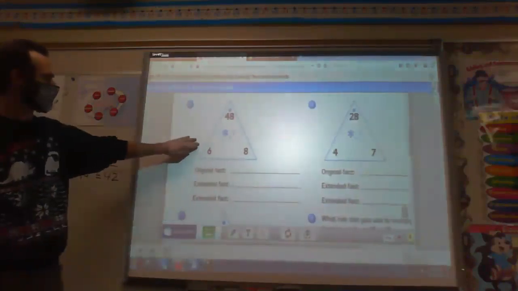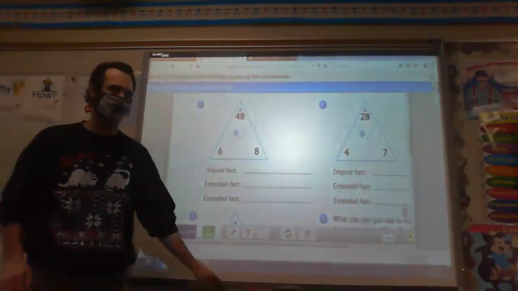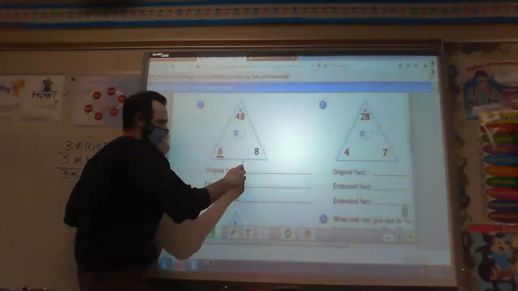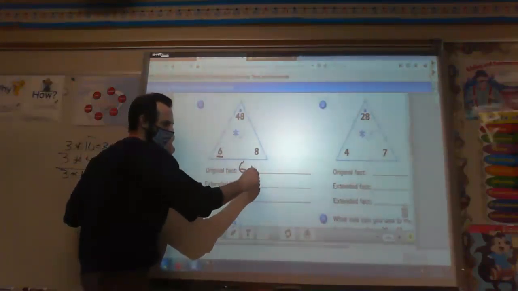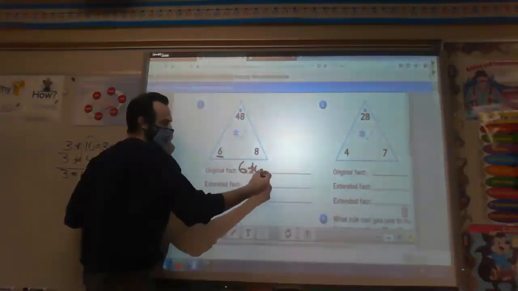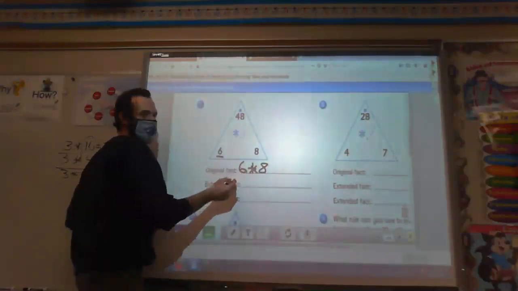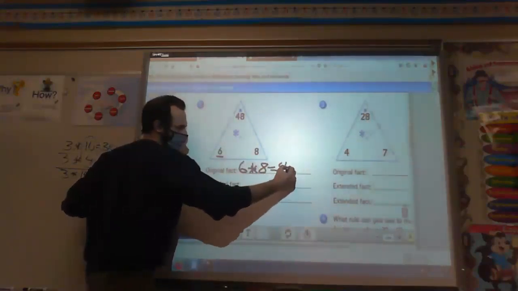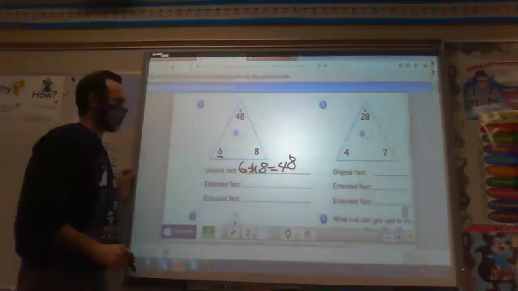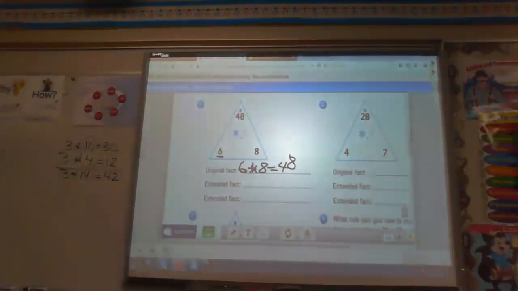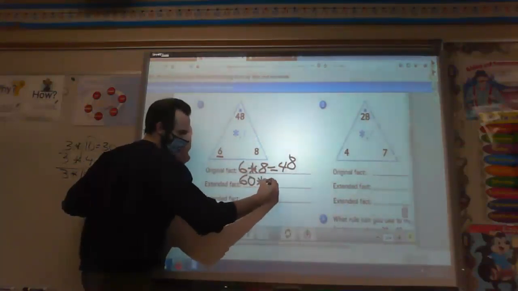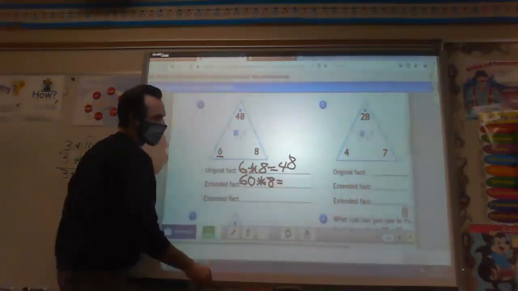So now we're going to look at the original factor. We're going to write it as a multiplication fact. We have 6, 8. Not a times 8, just an 8. 6 times 8 equals 48. Okay. Now, if we're doing the extended fact, what we want to do is we just want to add 1 0. So we're going to go 60 times 8. Go ahead and solve.